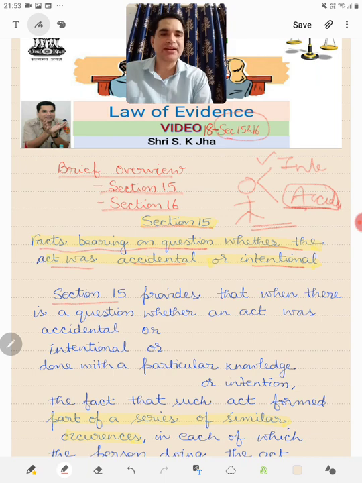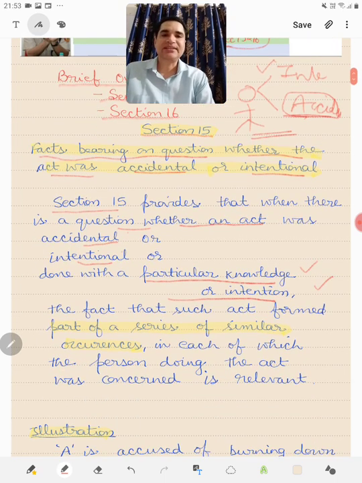Section 15 provides that when there is a question whether an act was accidental or intentional, or done with a particular knowledge or particular intention, the fact that such act formed part of a series of similar occurrences, in each of which the person doing the act was concerned, is relevant.